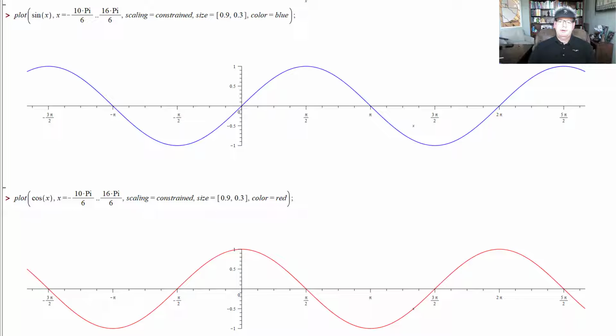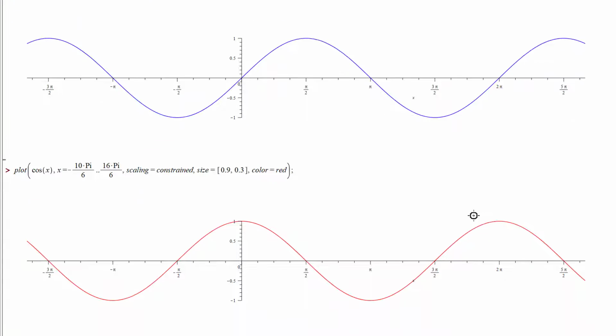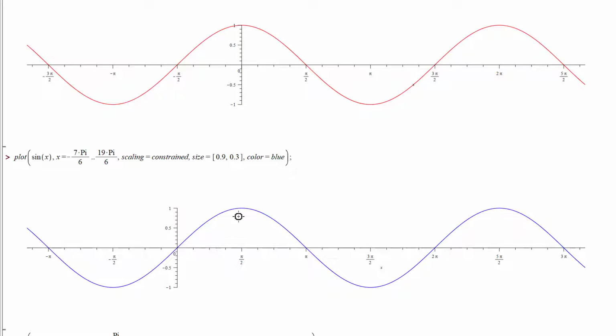They're 2 pi periodic, and they're essentially translations of each other. Here we've got sine x, cosine x, and if I put it like this, you can see they're the same graph, just sine is cosine shifted pi over 2 to the right. Or you can look at it as cosine is sine shifted pi over 2 to the left.